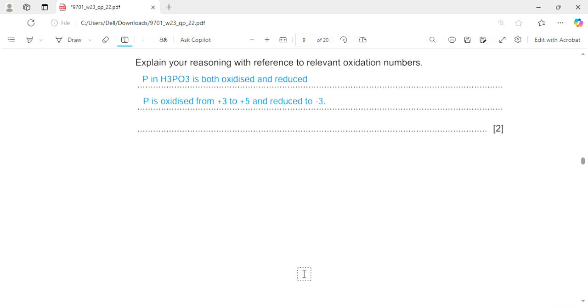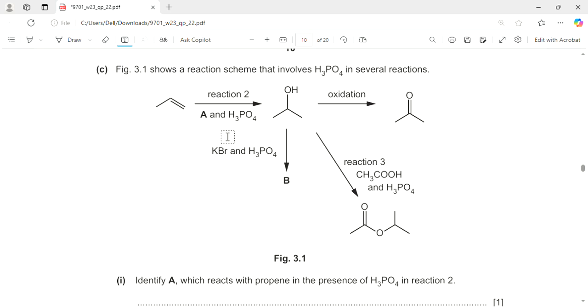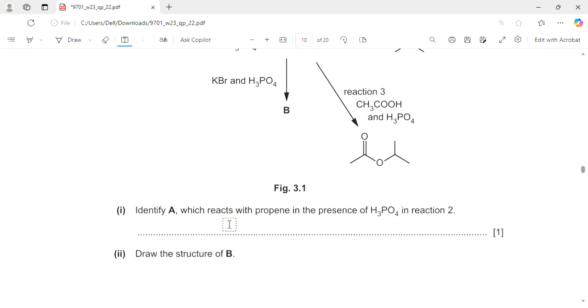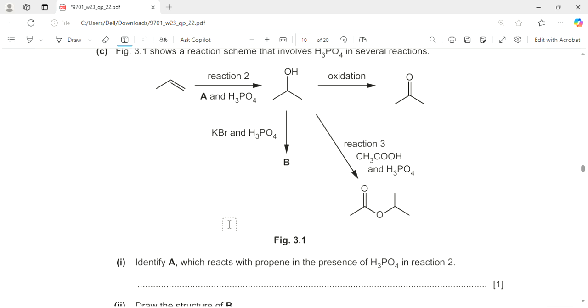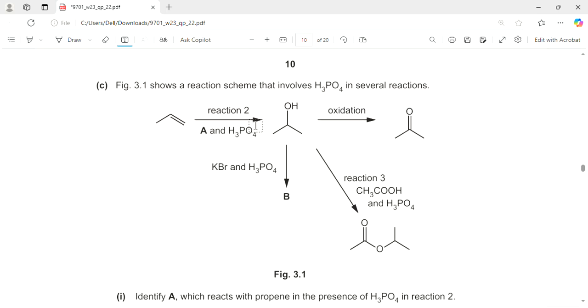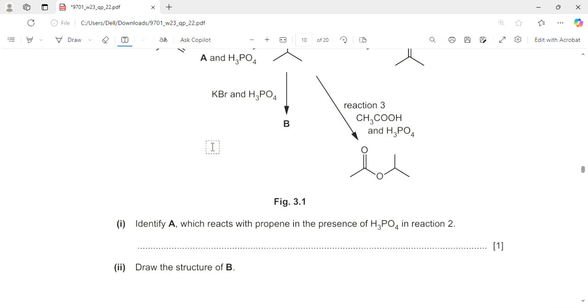Now, part C is saying that figure 3.1 shows a reaction scheme that involves H3PO4 in several reactions. Okay, we have seen the reactions: alcohols, ketone, carboxylic acid, and this is the ester. Identify A, which reacts with propene in the presence of H3PO4 in reaction 2. So we must identify A. A must be steam, or H2O. I'm writing steam here.